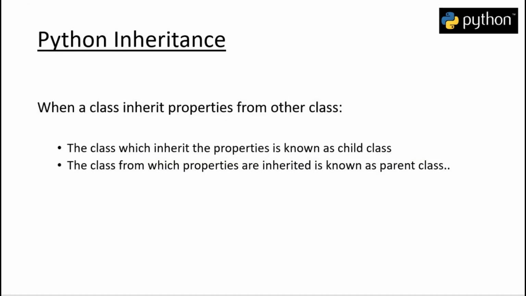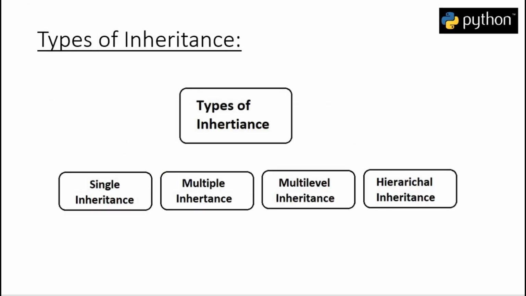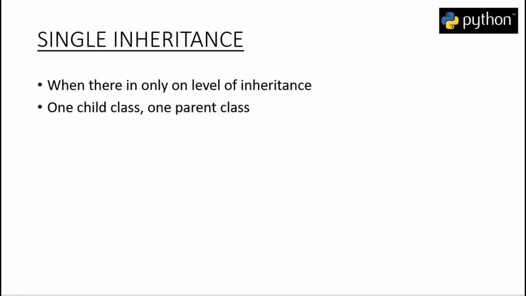So this is how we define Python inheritance and the initializer function in the inheritance concept. So what are the different types of inheritance in Python? There are basically 4 different types of inheritance in Python, namely single inheritance, multiple inheritance, multi-level inheritance and hierarchical inheritance. So let's understand them in detail. The first type of inheritance we have is the single inheritance. The single inheritance is when there is only one level of inheritance. There is one child class and one parent class.